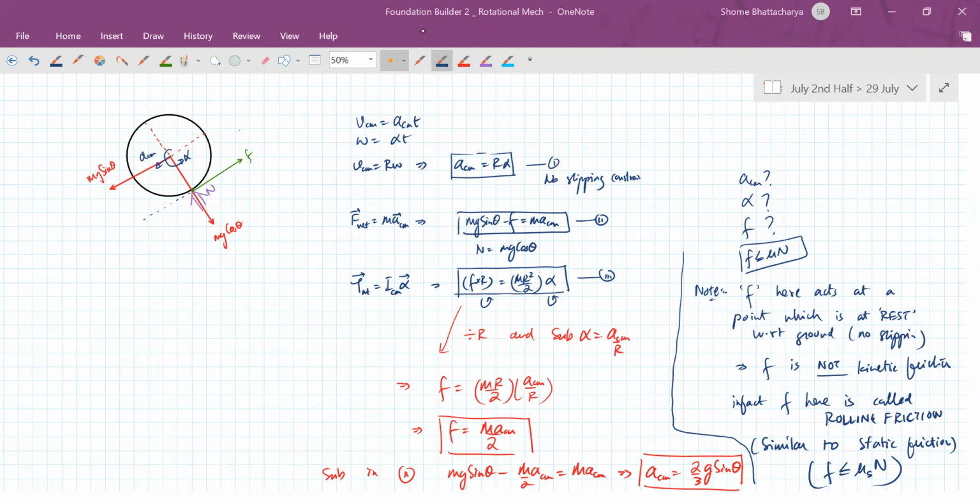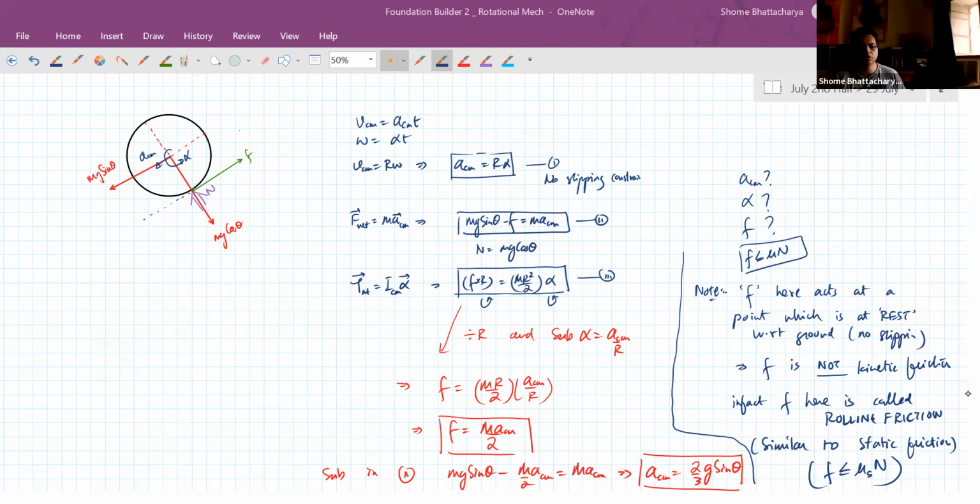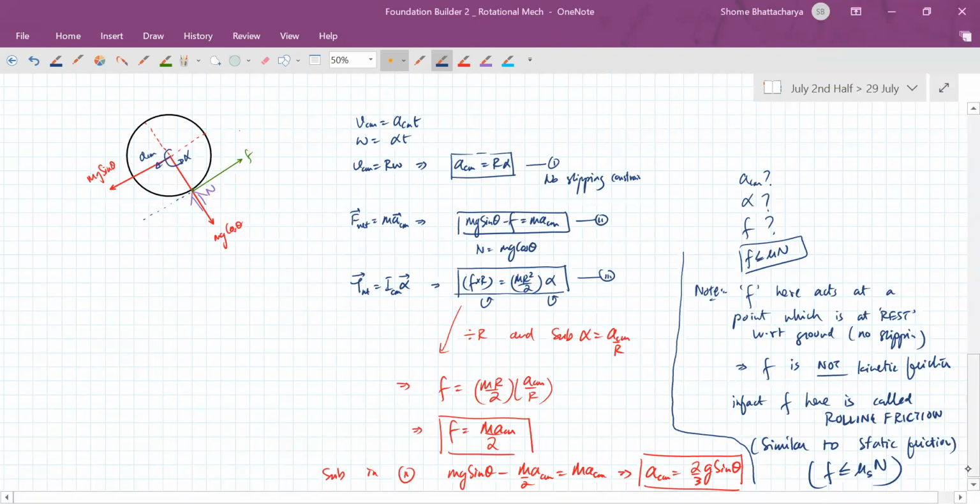Hold on. Okay, now because rolling down an inclined plane is a very important special case of rolling, sir, can you explain that rolling friction?